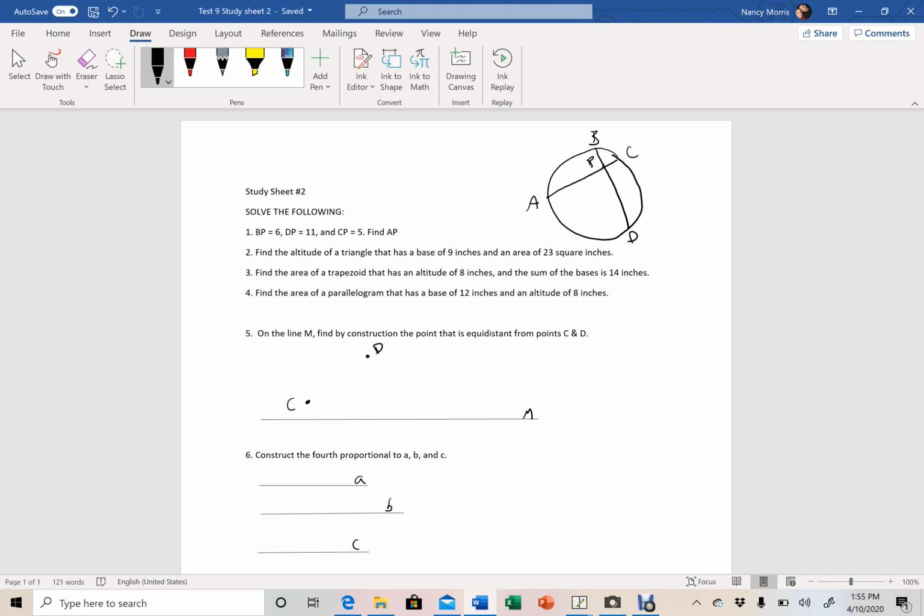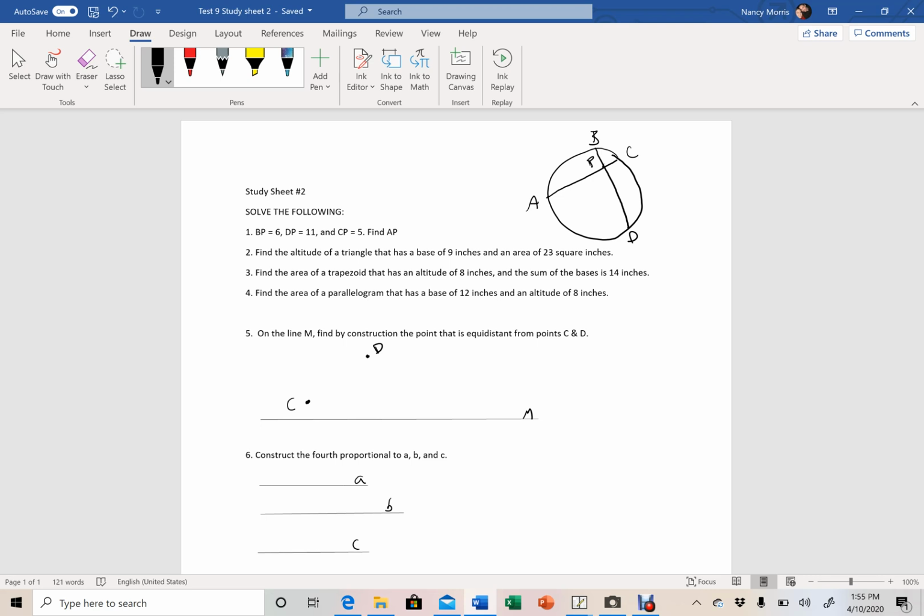We have the measurement for BP, which is this right here. This is 6, and then DP is 11. Okay, so we've got 6 and 11, and then we've got CP, which is 5. All right, we have to find out what AP is. Okay, so how would we go about doing that?